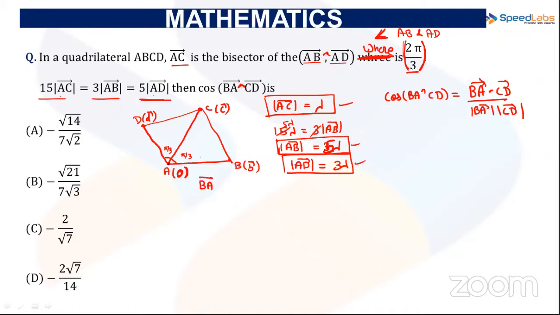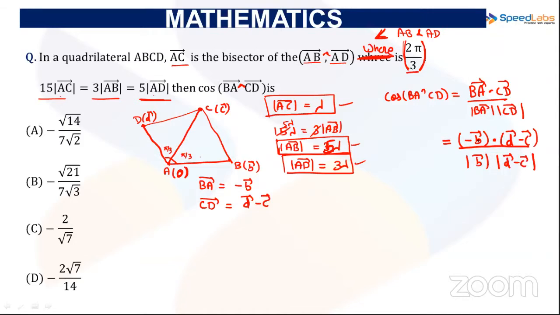So from this, if this is 0 and this is B, then the BA vector will be minus B vector. And similarly, the CD vector will be D minus C. Right guys, we have written the position vectors: BA vector will be minus B vector and CD vector will be D minus C vector. Alright, so let's do the dot product over here. You'll get minus B dot D minus C vector upon the BA vector modulus, that means the modulus of minus B will be the same as mod of B, and the CD vector, that means mod of D minus C.